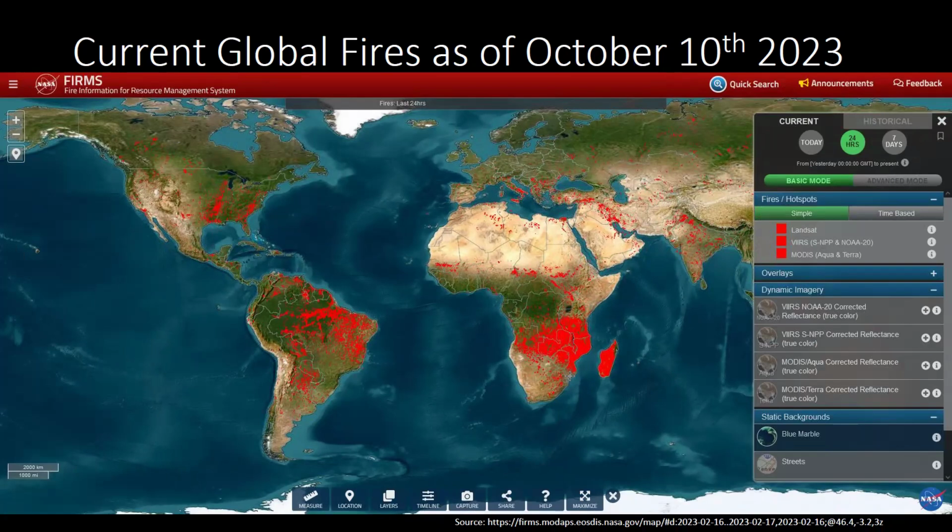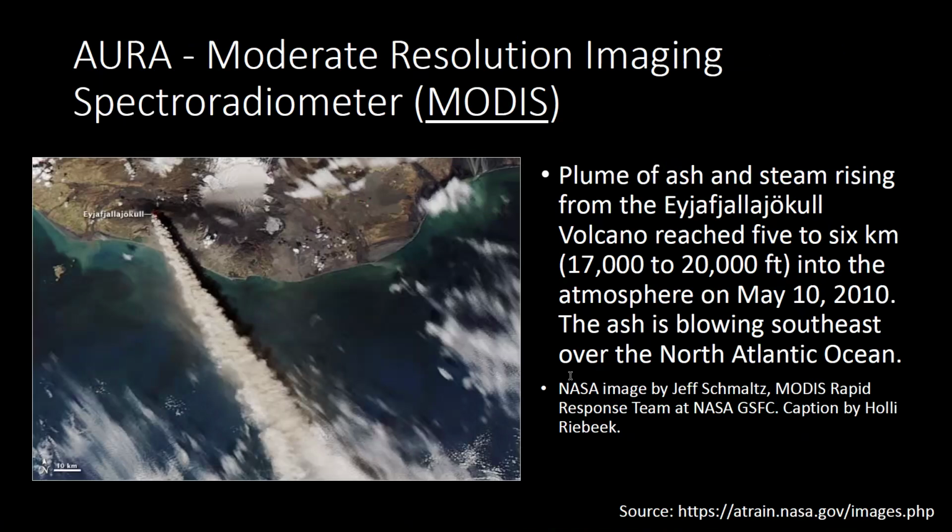As of October 10th in 2023, you can see the active fires that are going on. So quite a few, right, in those dry areas of the US that I just showed you, as well as the really dry areas across Europe, South America, Africa, looks like India, Egypt, Italy, lots of places that aren't used to tons of fires. So we can use MODIS, which is Aura, a NASA imagery system, to look at the plume of ash that you can see from just like a volcano, right? So there's some really cool stuff you can see in here.